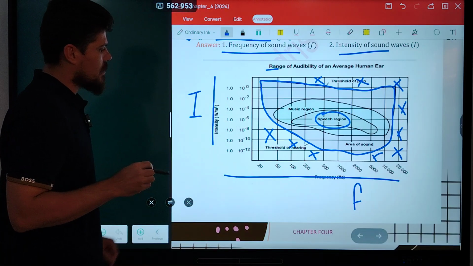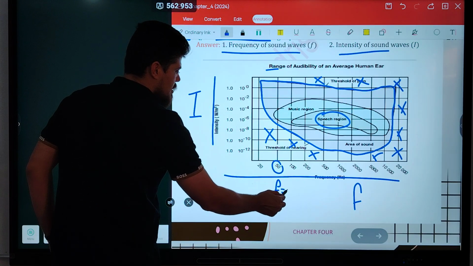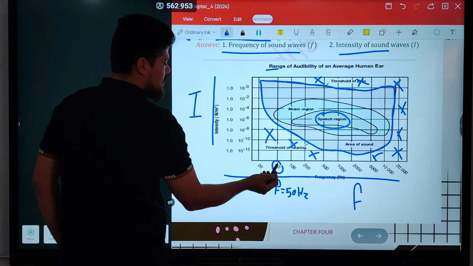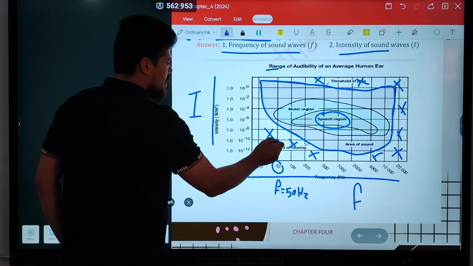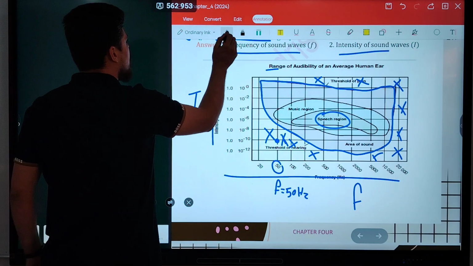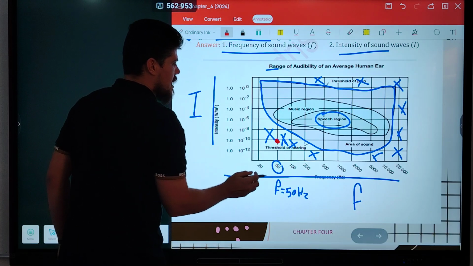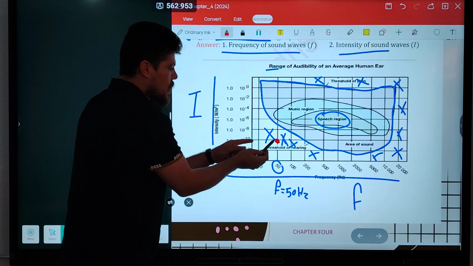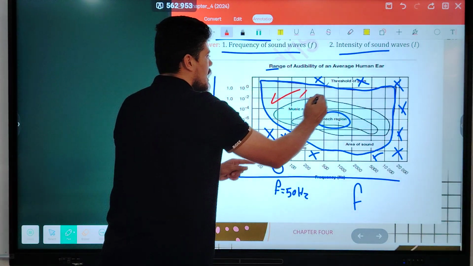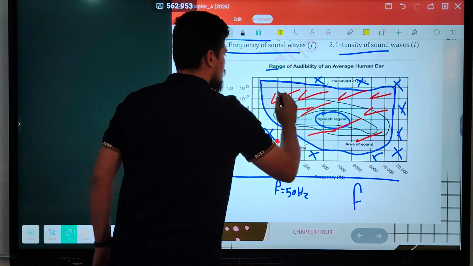For example, look. What is the frequency here? The frequency is 50 hertz here. At this point, can we hear this sound? No. We cannot hear this sound, guys. Why? Because this point is not located inside this range. But here, inside this range, the sound can be heard.